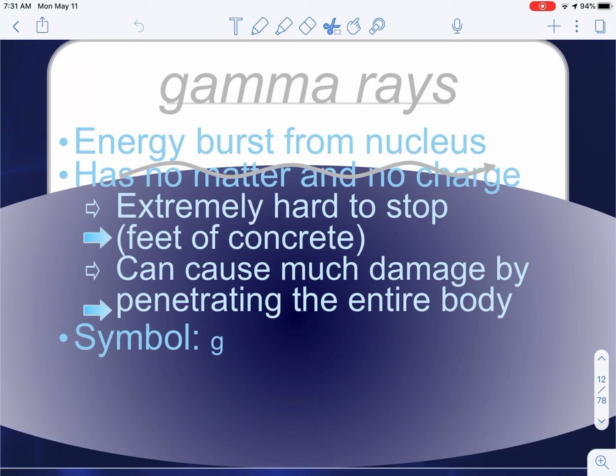The last one is a gamma ray, and it's an energy burst from the nucleus. No mass, no charge. It's not a particle. It's a wave. Think about radio waves. They go in your house, right? That's how you can tune your radio in from the old days. So it's much harder to stop. You need feet of concrete to stop it. And if you're outside or exposed to it, it can cause much damage to your whole entire body because it can penetrate through that.